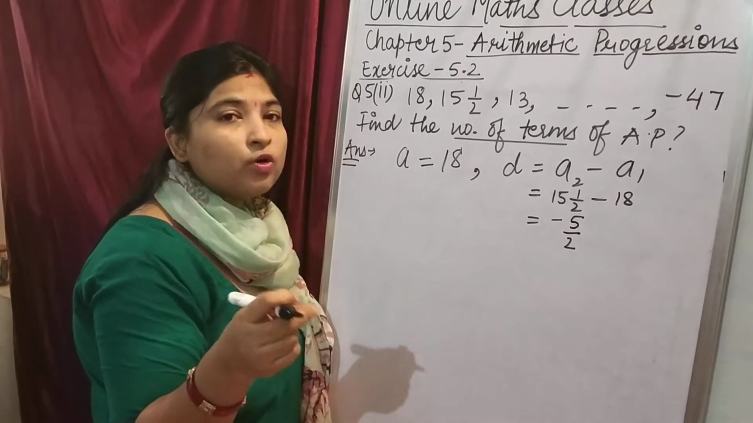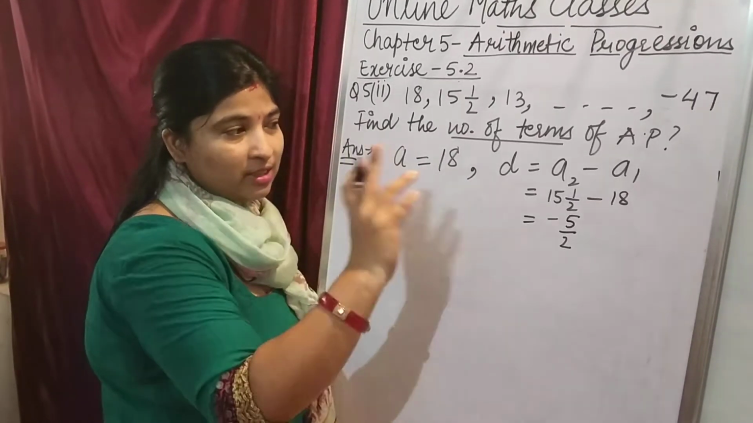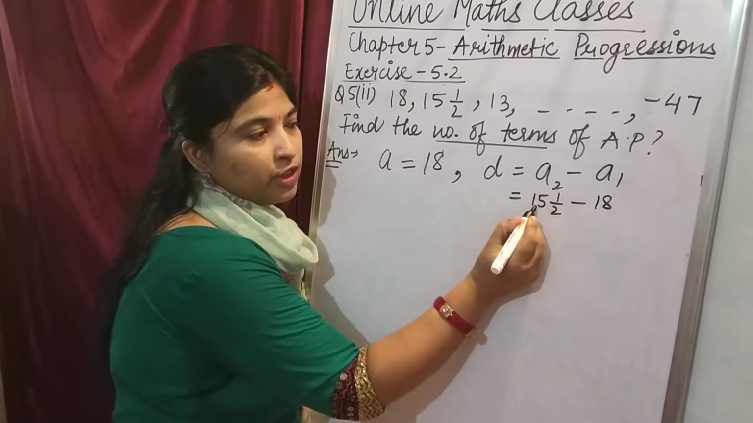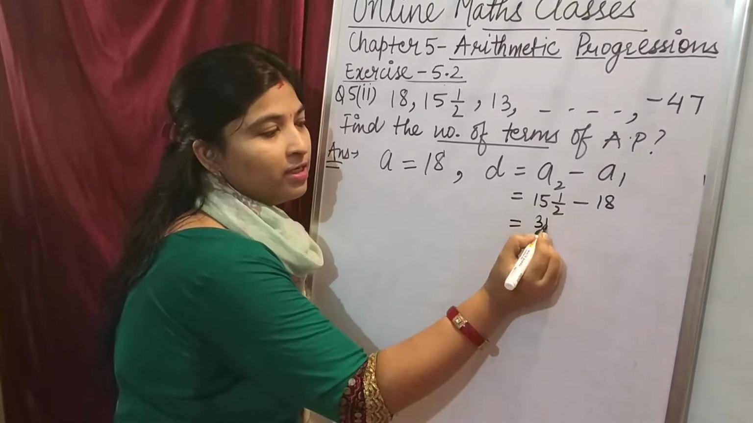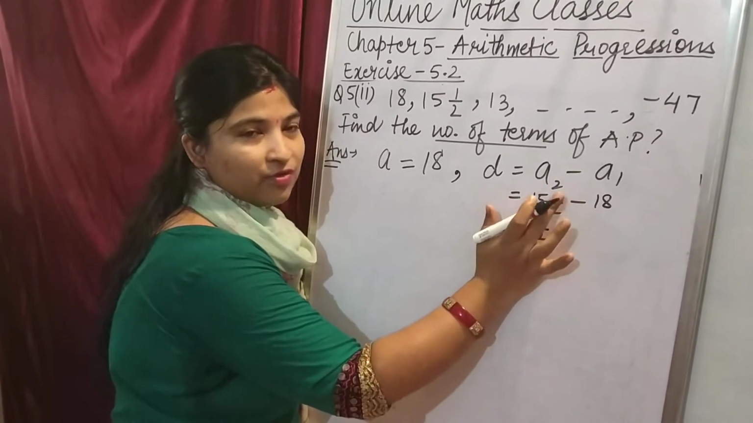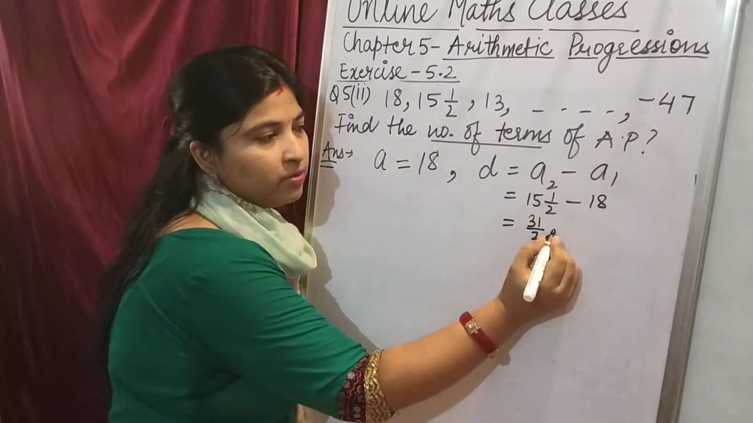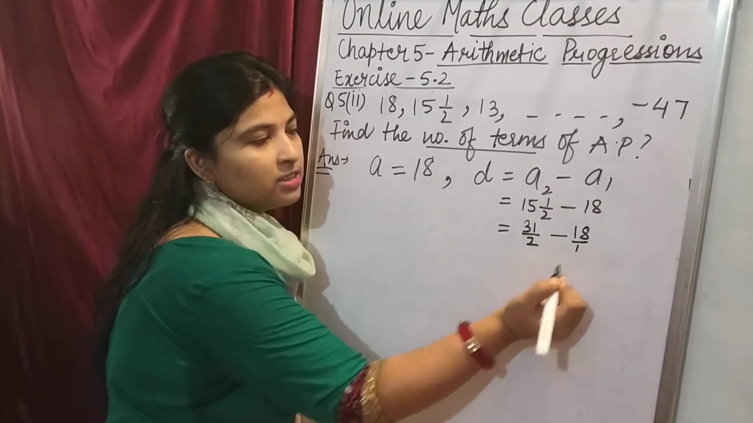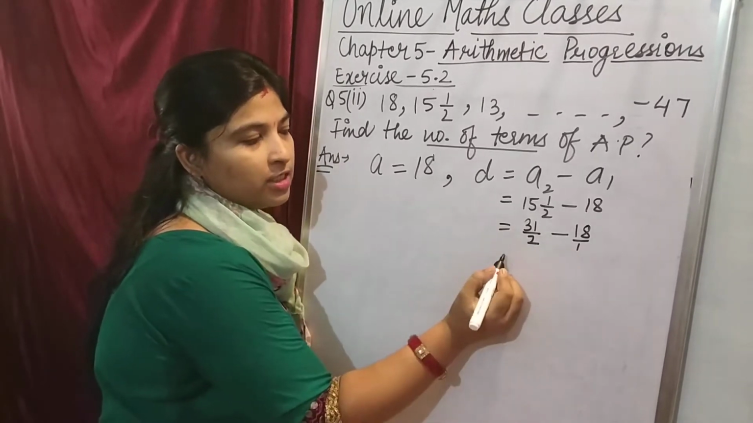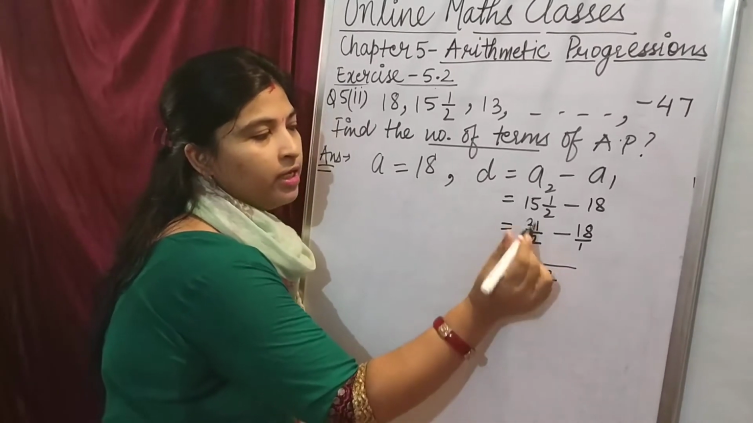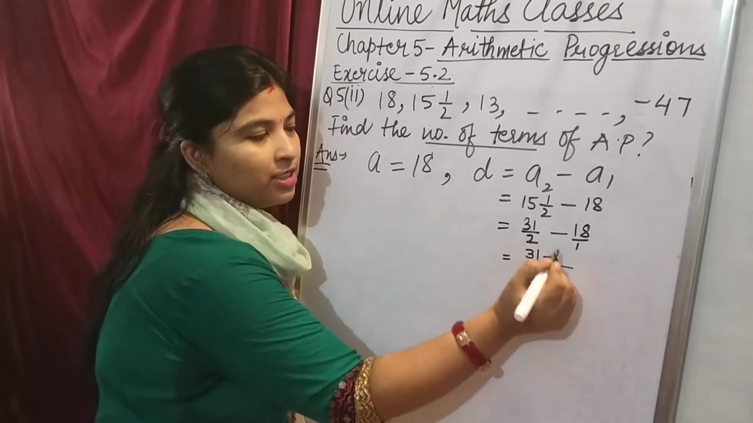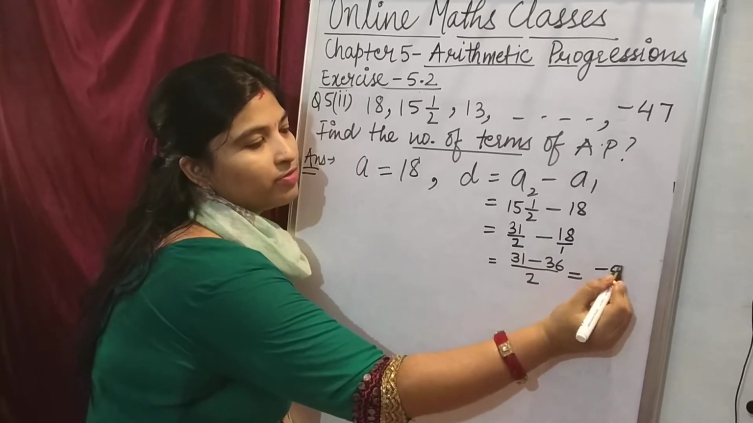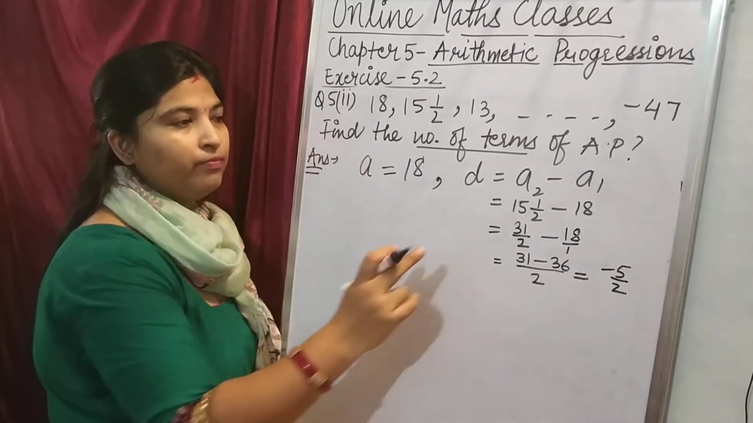Okay. If you cannot do the calculation in mind, then there is one more trick: you just have to simplify this. 15 2s are 30, 30 plus 1, 31 upon 2. I have converted this mixed fraction into an improper fraction. Now minus 18 upon 1. Take the LCM, that will be 2. 31 minus 18 2s are 36. So 31 minus 36 is minus 5 upon 2. The same answer. Okay, so this is the long way.